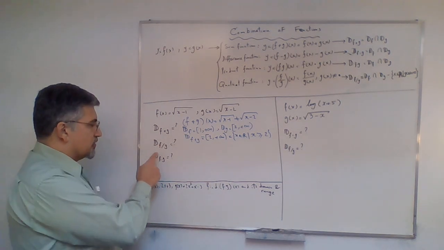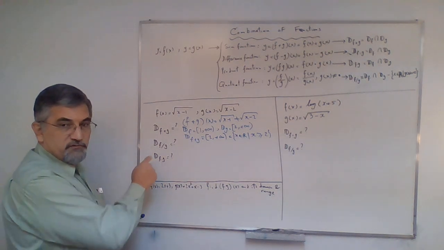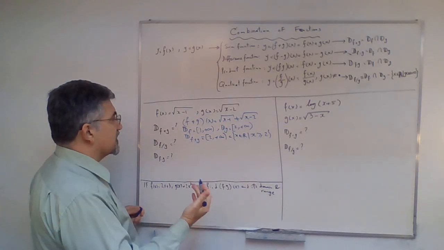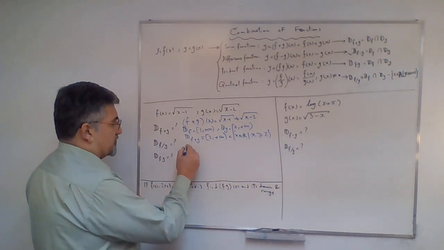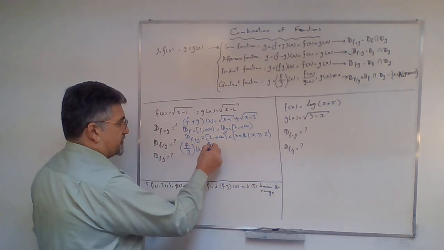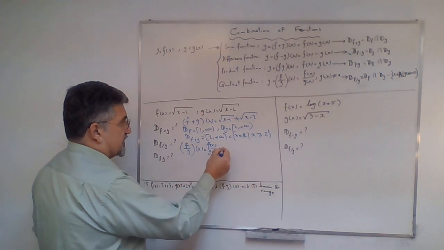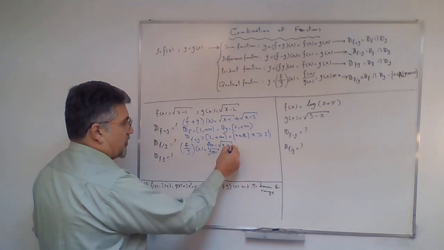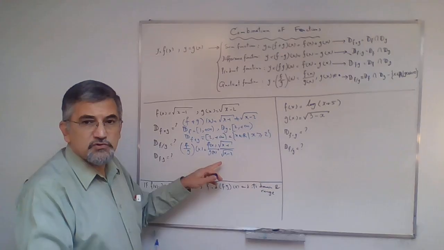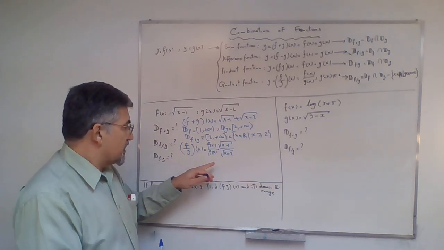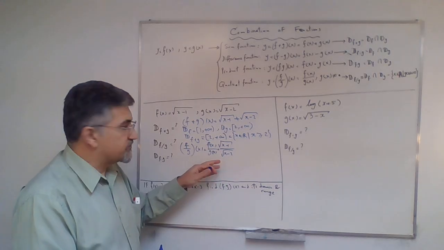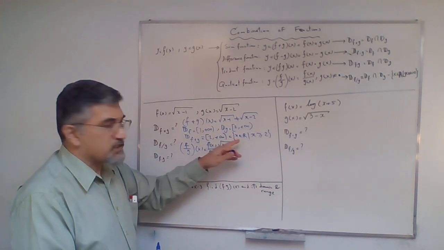With regards to the quotient function, domain of f over g, we have to say the same thing, but first of all, let's construct that f over g of x, which is f of x over g of x. That would be square root of x minus 1 over square root of x minus 2. Here, we see that at x equals 2, the denominator becomes 0.